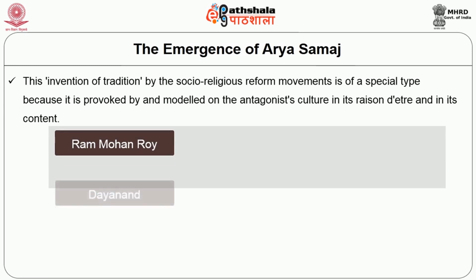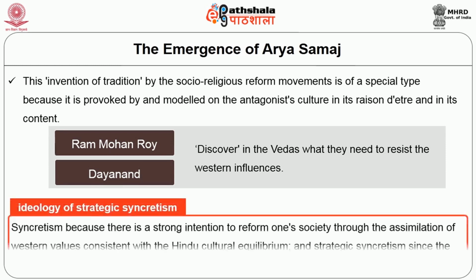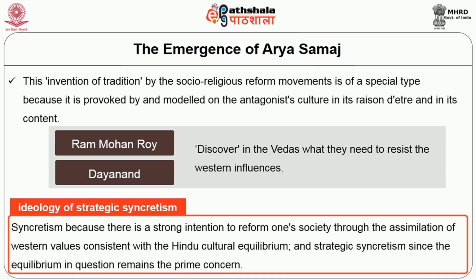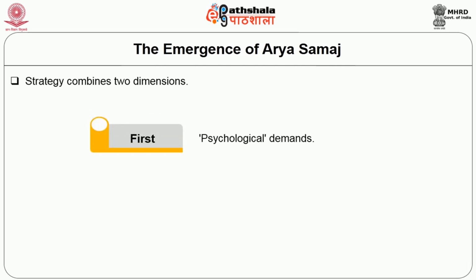Raja Ram Mohan Roy and Dayananda Saraswati discover in the Vedas what they need to resist the Western influences. This is an ideology of strategic syncretism. Syncretism, because there is a strong intention to reform one's society through the assimilation of Western values consistent with the Hindu cultural equilibrium, and strategic syncretism since the equilibrium in question remains the prime concern. This strategy combines two dimensions, the first one being directed towards psychological demands, the second being the mimetic aspects of ideology building.